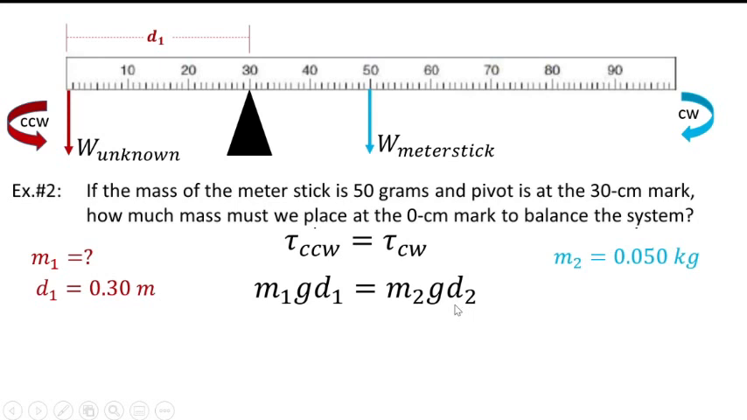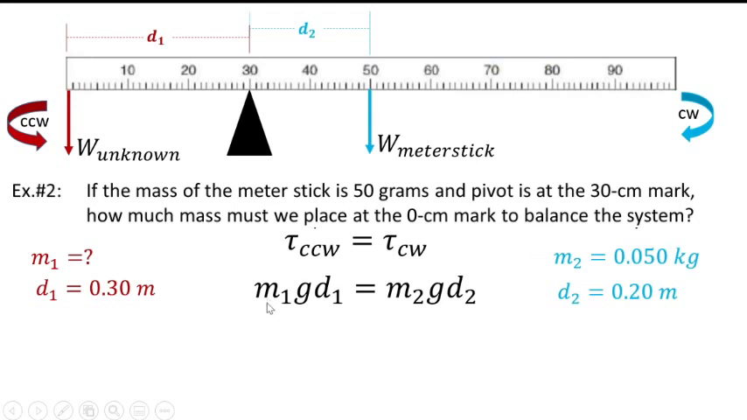While for D2, it is the distance from the pivot again to the force, which is the weight of the meter stick. If you will look on the meter stick, that is 10-20 cm. So D2 is 0.2 meters.